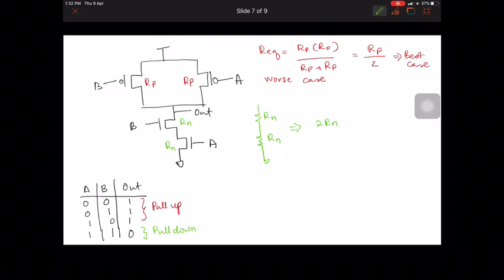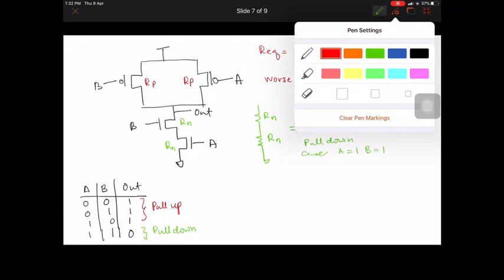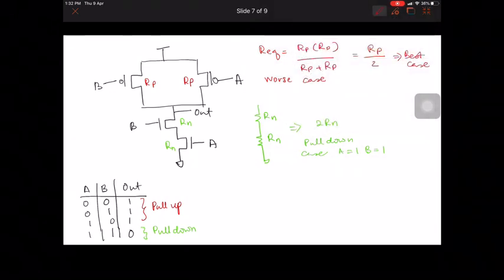So the pull down network, there is only one case when both are on, so the resistance is this. So this is the pull down case: A equals 1, B equals 1. But what about the pull up case? These are all pull up cases, and for R equivalent, when both PMOS are on, that is the best case, right? A equals 0 and B equals 0, right?